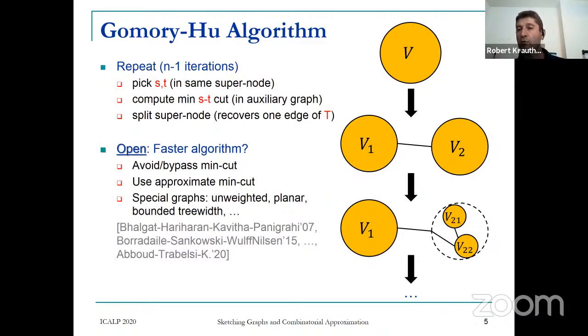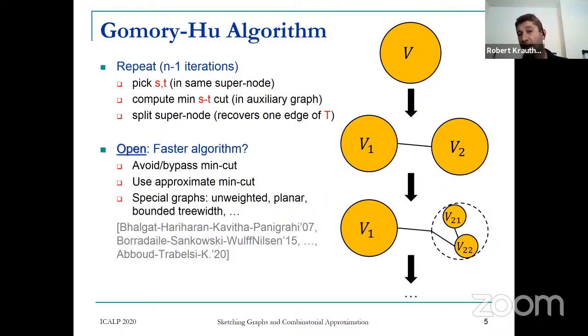So then the overall algorithm would be order MN in this Gomory-Hu algorithm, if we knew how to do minimum cut in linear time. So we want to do either this or even better. And this is open, so there are a lot of interesting questions here. I marked it as open, and there are different directions to go. For example, one of them is how to avoid the minimum cuts. This Gomory-Hu algorithm uses minimum cuts, but maybe you want to do something else because that's sort of a bottleneck. Maybe you want to use approximate minimum cut as a subroutine.